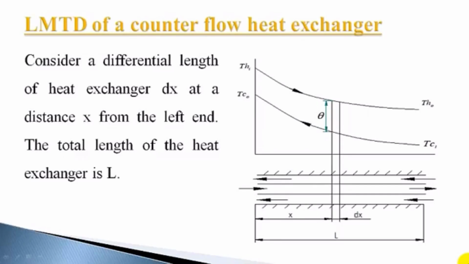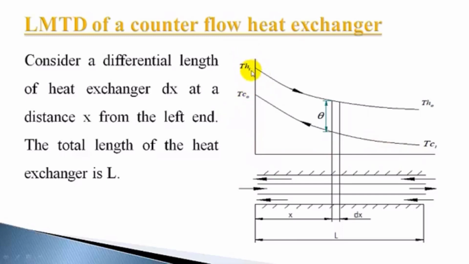Let us derive an expression for LMTD for a counterflow heat exchanger. Now the figure shows fluid flowing through a counterflow heat exchanger. One of the fluids is flowing through the inner tube. Let us say hot fluid is flowing through the inner pipe and cold fluid is flowing through the annular space in the reverse direction. The figure also shows the temperature variation for the fluid along the length of the heat exchanger.